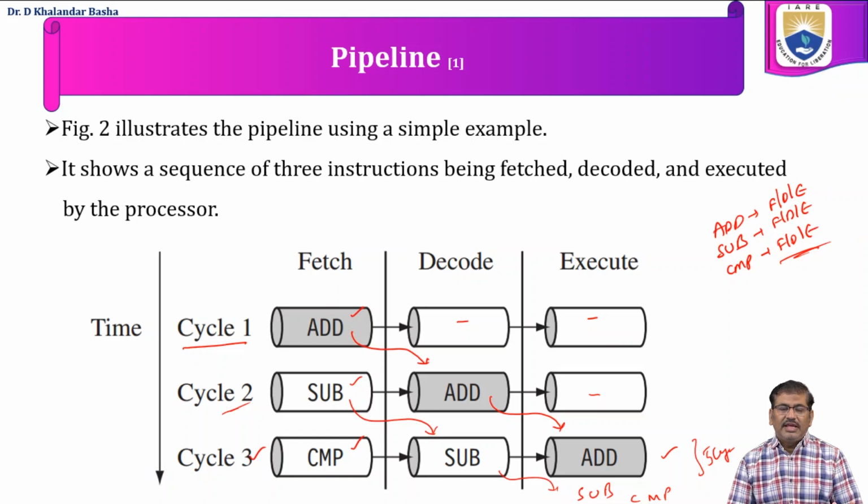So if you see the number of cycles required for execution, the pipeline always takes a smaller number of cycles to execute.